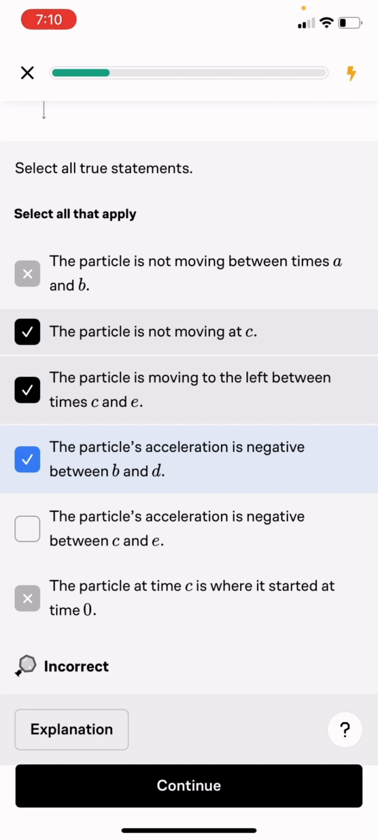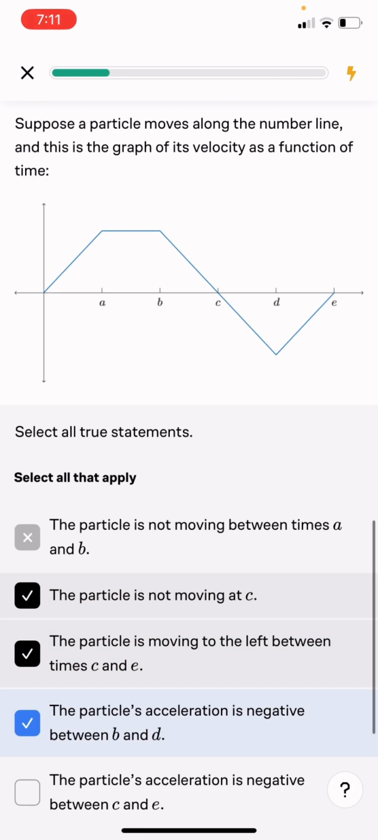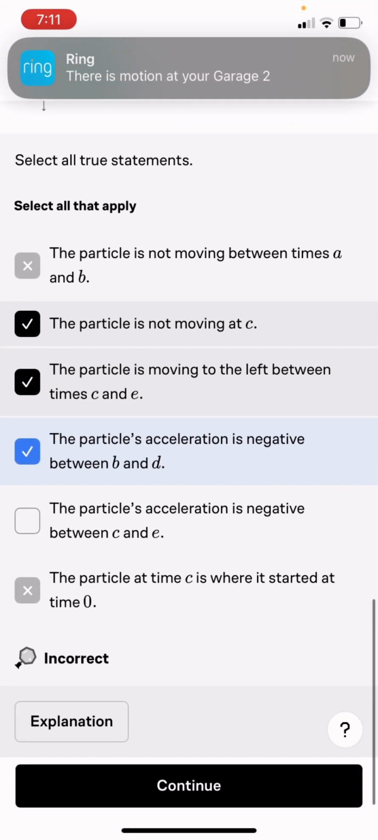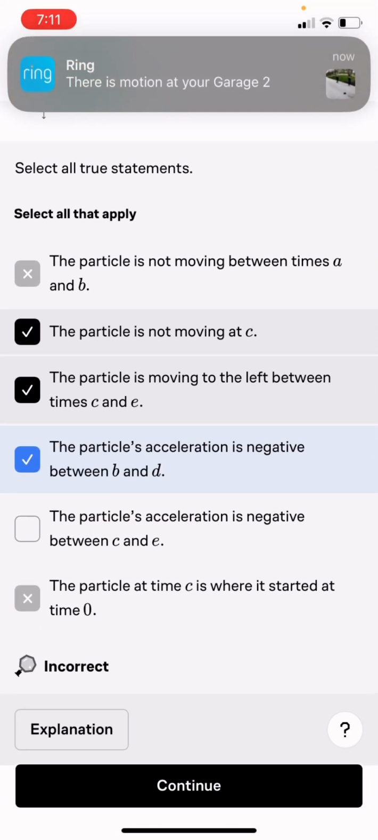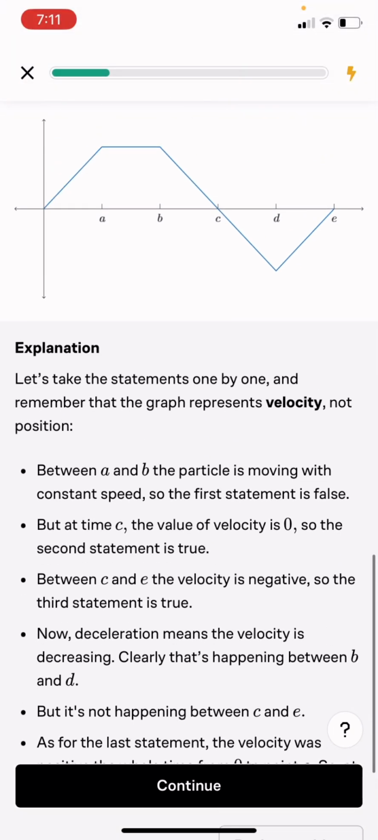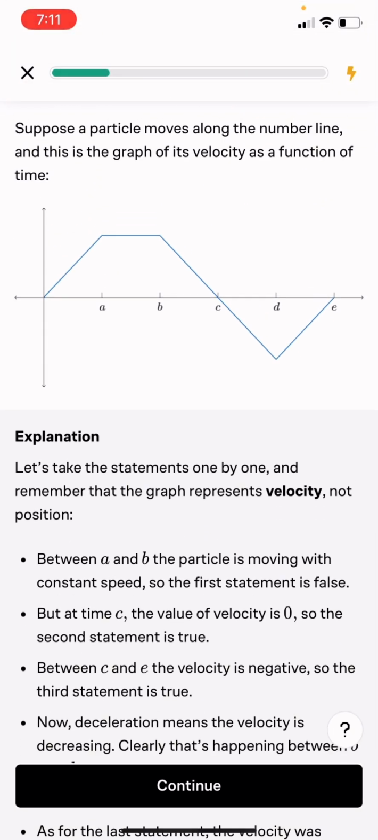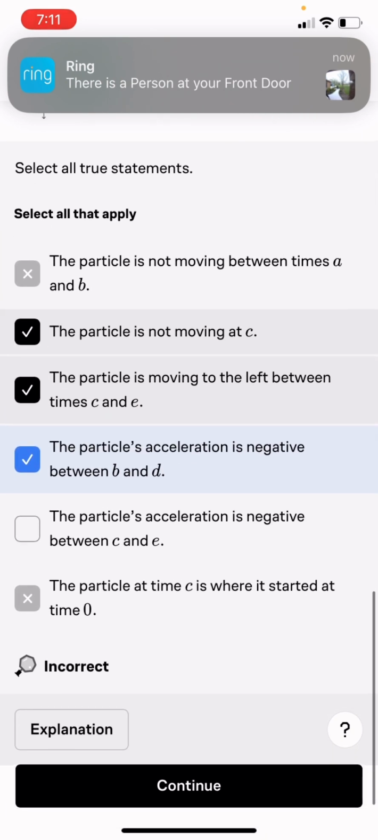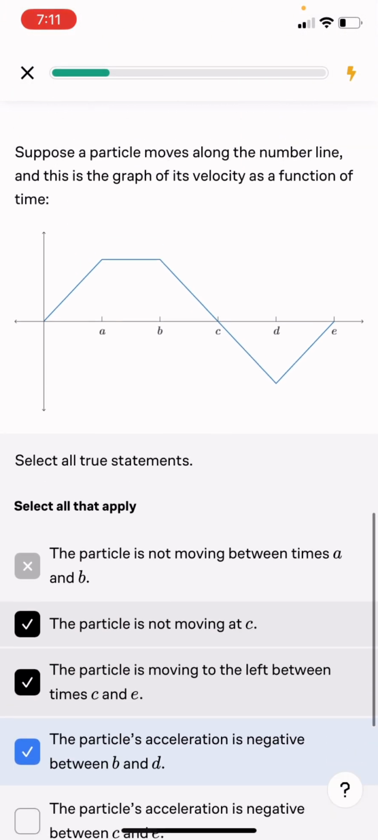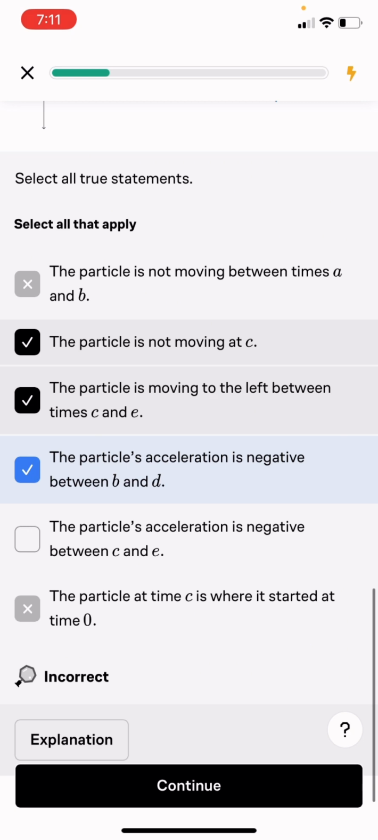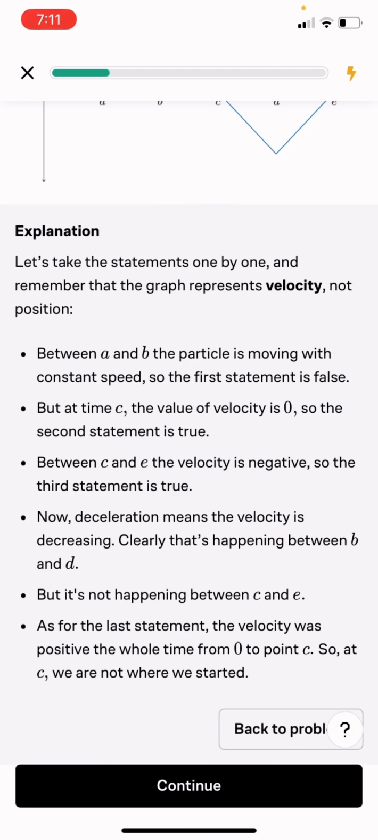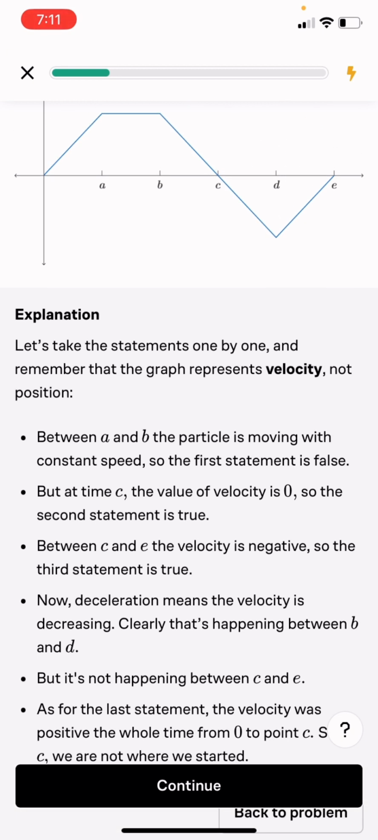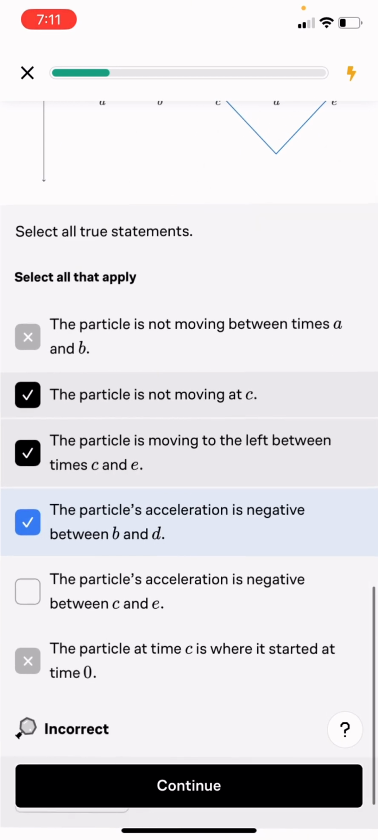Let's take the statements one by one. Remember, the graph represents velocity, not position. Between A and B, the particle is moving with constant speed, so the first statement is false. But at time C, the value of velocity is 0, so the second statement is true. Between C and E, the velocity is negative, so the third statement is true. Now deceleration means the velocity is decreasing. Clearly it's happening between B and D, but it's not happening between C and E.